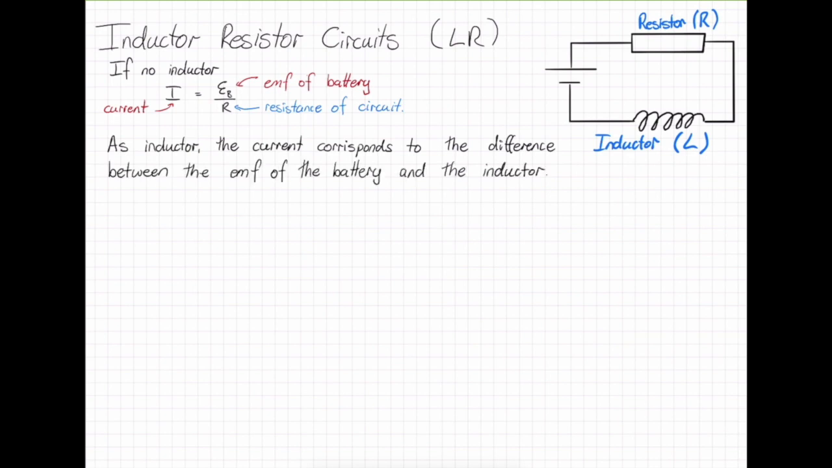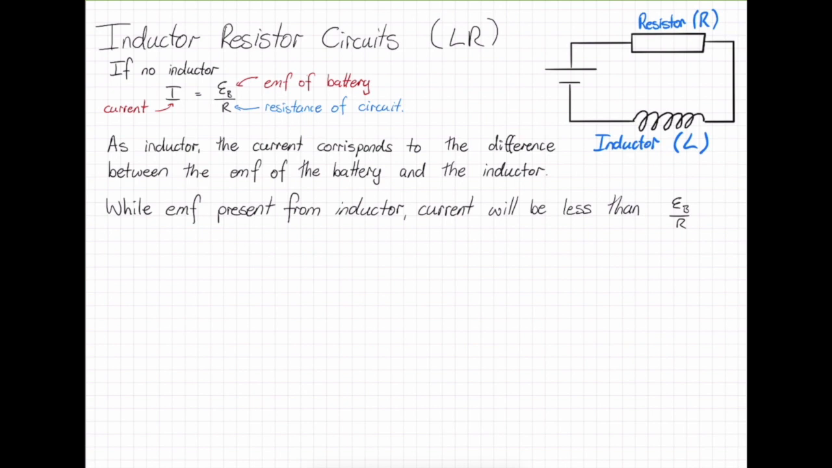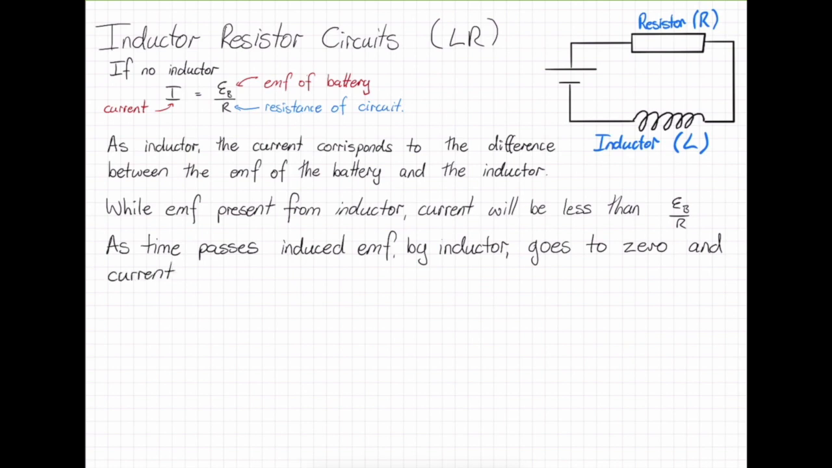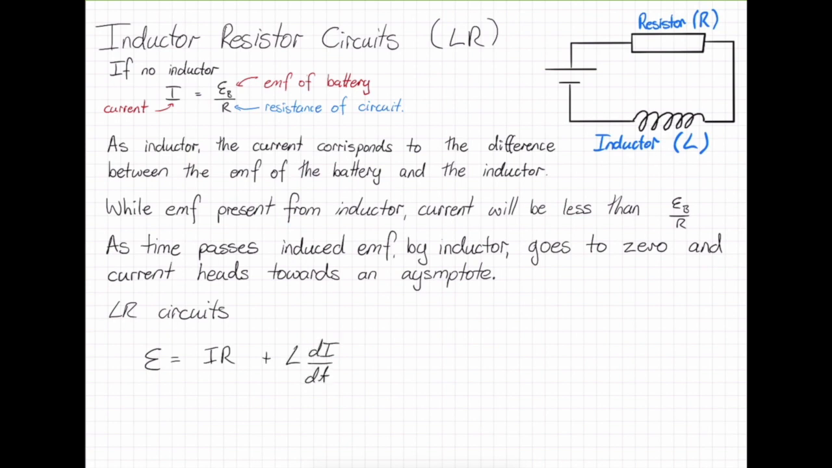As long as the EMF from the inductor is present, the current in the resistor will always be less than the maximum. As more time passes, the induced EMF by the inductor will tend towards zero, and the current will head towards its maximum. The EMF provided in an LR circuit is given by the EMF provided by the battery, the current and the resistance flowing through the resistor, plus the EMF provided by the inductor.